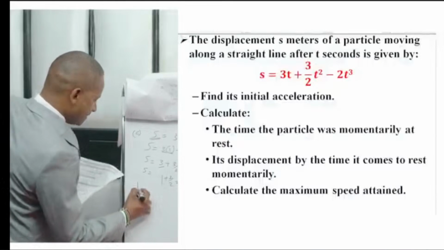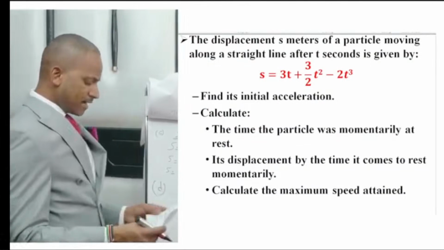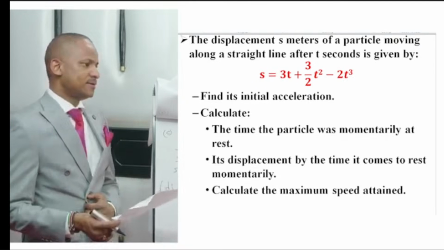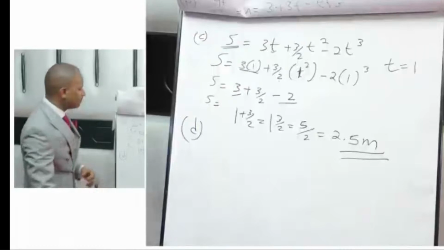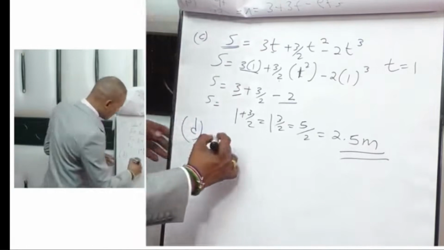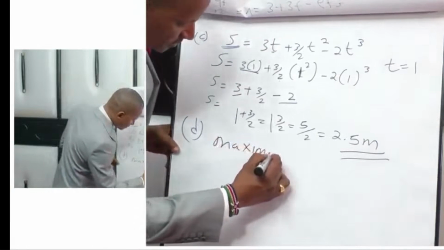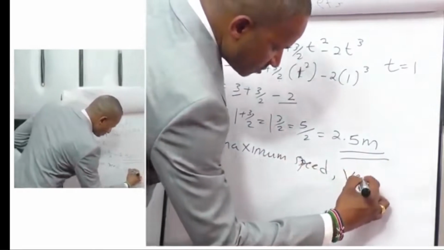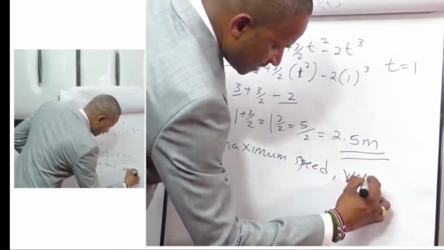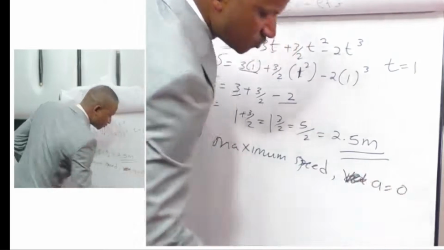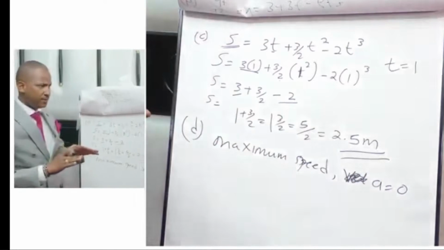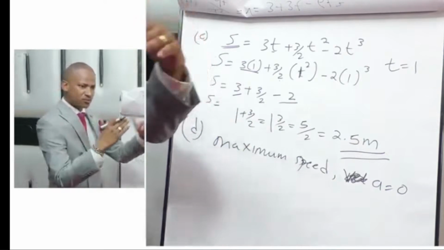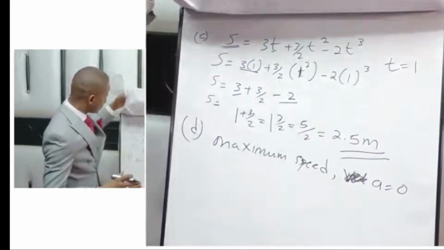The last part D says, calculate the maximum speed attained. Maximum speed, or maximum velocity, V. No, acceleration. At maximum speed, acceleration equals 0, because that is the maximum speed. So acceleration is 0. So what is acceleration?